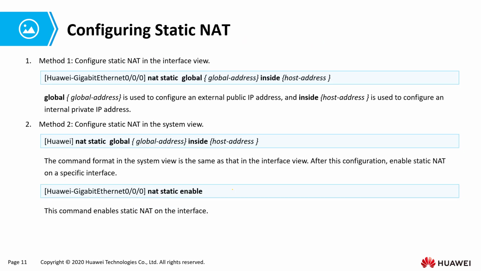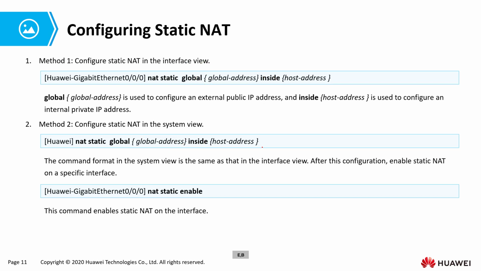So you can configure static NAT in the interface view or configure it in the system view. You use the command nat static global and then specify the public IP address, then inside, specify the private IP address. The global address is used to configure the external public IP address, and the inside address is used to configure the internal private IP address. You can also specify NAT in system view. You say nat static global, specify the global address, then inside, and specify the private address.